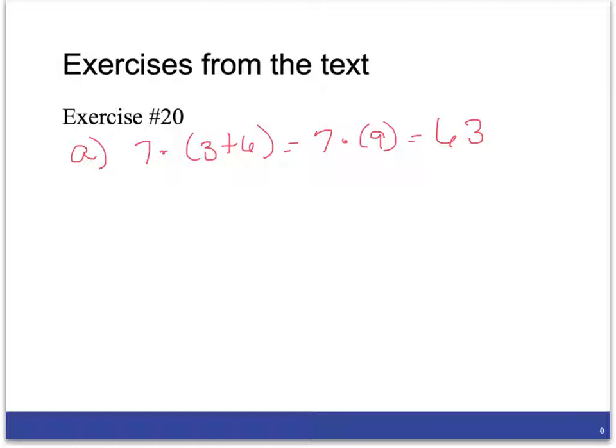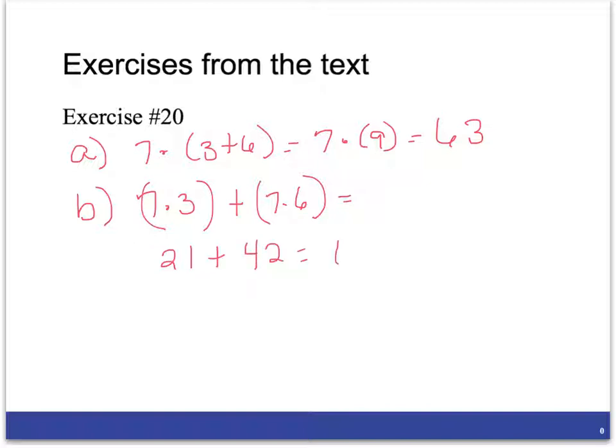Now let's look at B. We have 7 times 3 plus 7 times 6. That gives me, what, 7 times 3 is 21. And then 7 times 6 is 42. That still gives me 63.